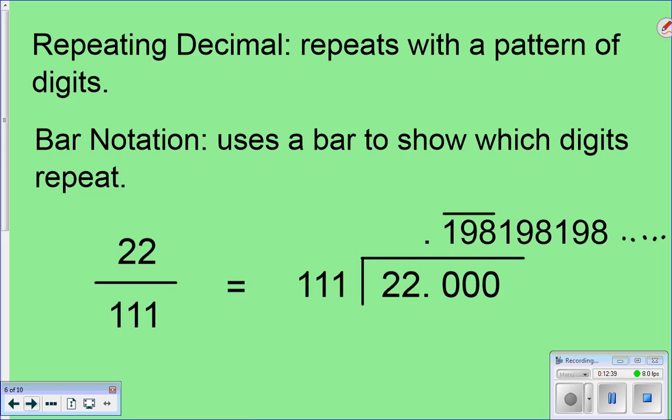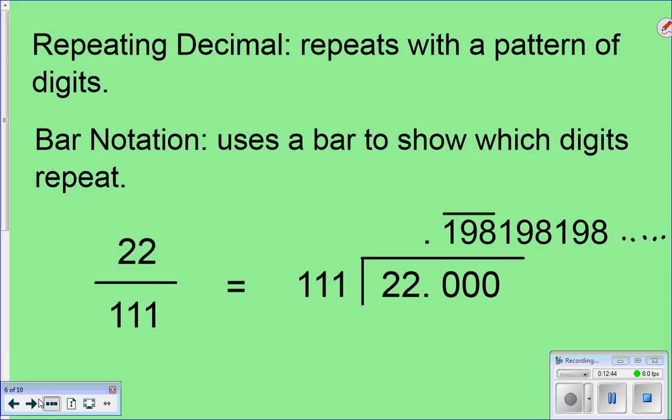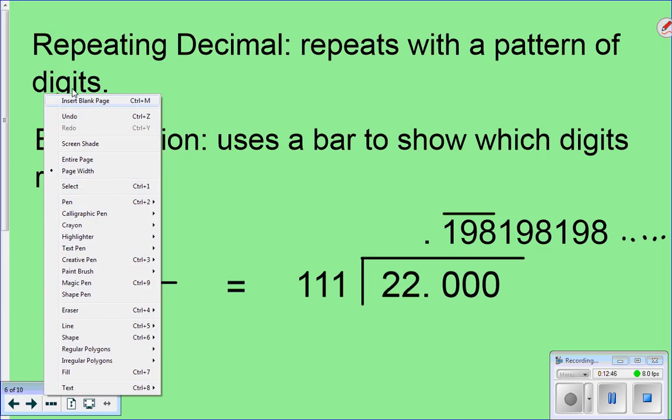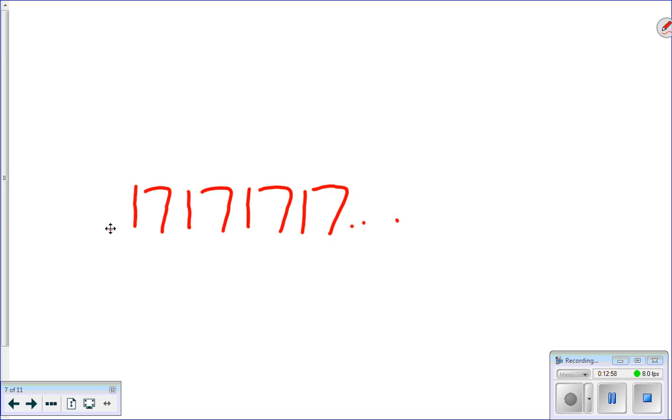I'm going to flip this page to see what I got on the next page, because I might want to add a page. Yeah, I want to add a page quick. All right, so let's say you come up with an answer that looks like this. What numbers repeat up there? Cadence. 1 and 7. So where am I going to put my bar over? 1 and 7. Okay? And then you can just write your answer like this. You don't have to write anything else. That bar notation tells me it keeps going on forever.